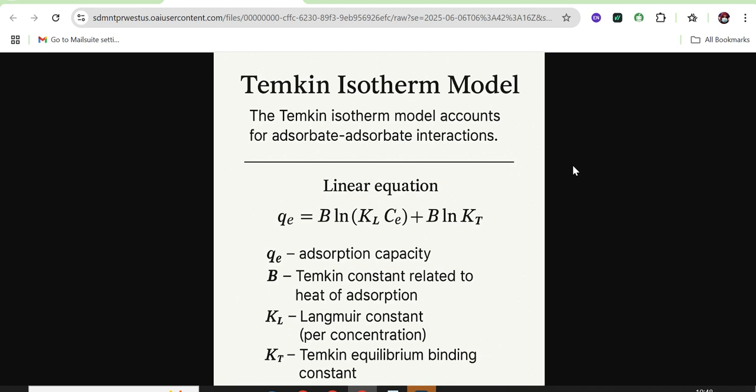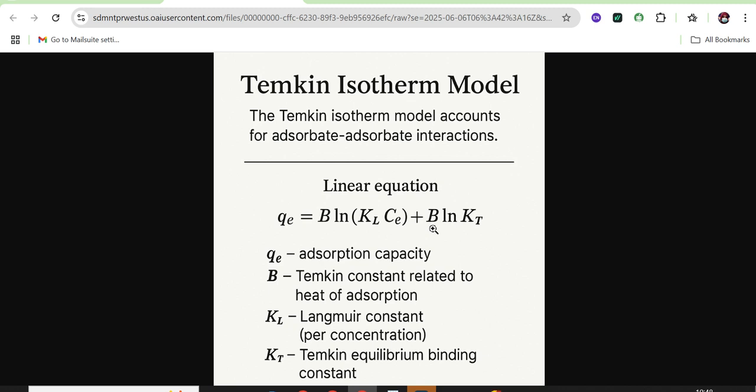Here is the linear equation of the Temkin isotherm model. In coming videos we will discuss the non-linear forms of each kinetic and isotherm model as well. So for now this video will be about linear isotherm modeling in Origin. So this is the linear equation of the Temkin isotherm model.